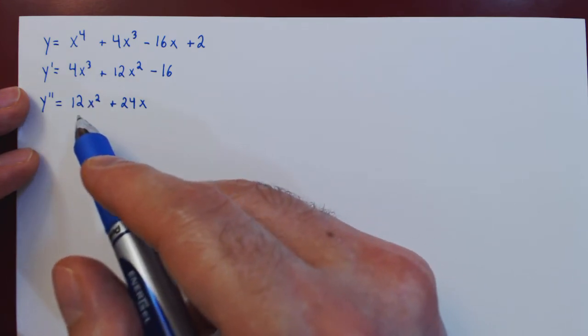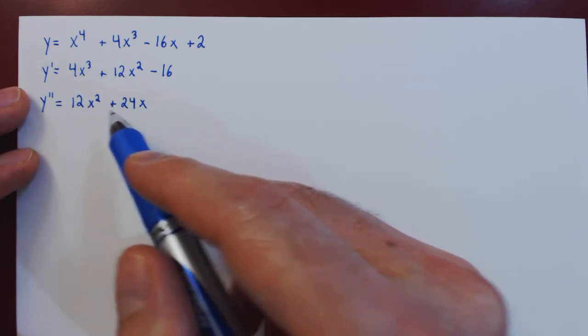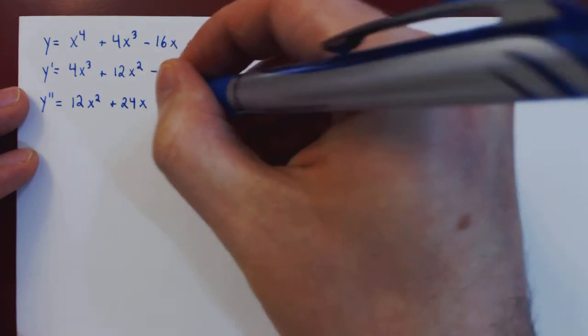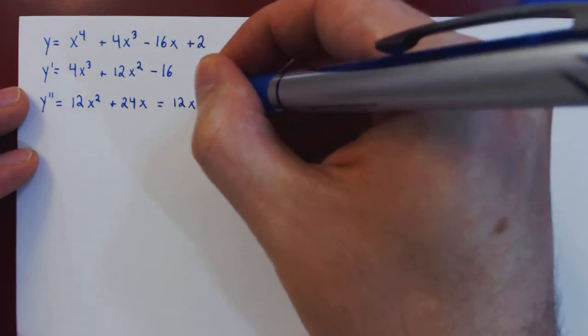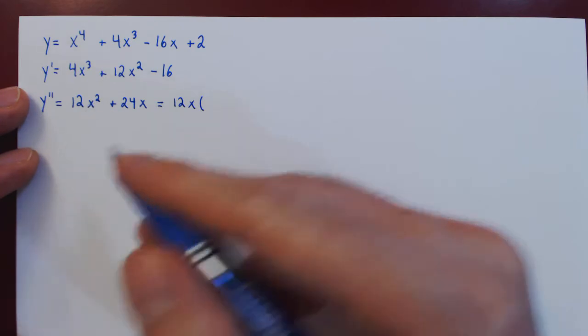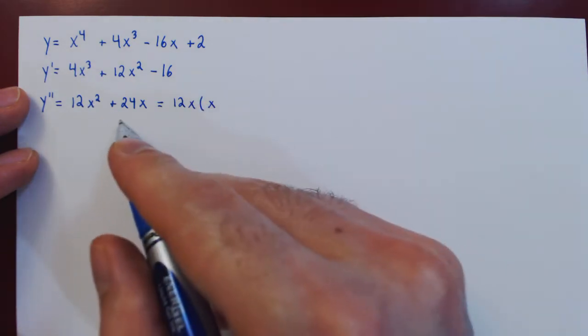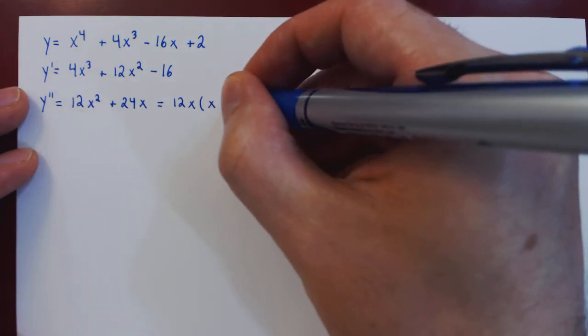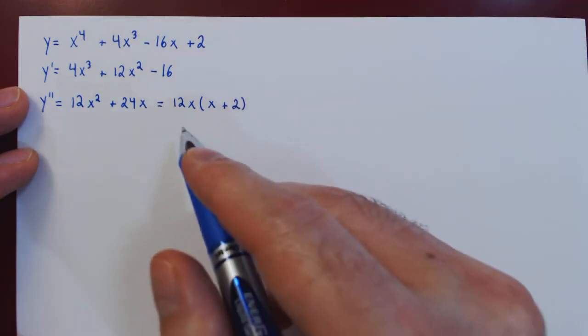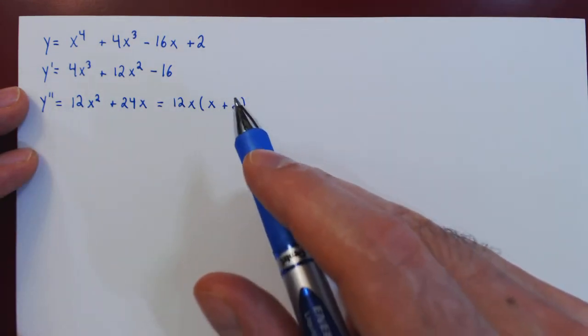We have an obvious common factor of 12 and also of x. So we can factor from the whole thing 12x. Then we're left with a single x in the first case and a 2 in the second. So we now have the second derivative fully factored.